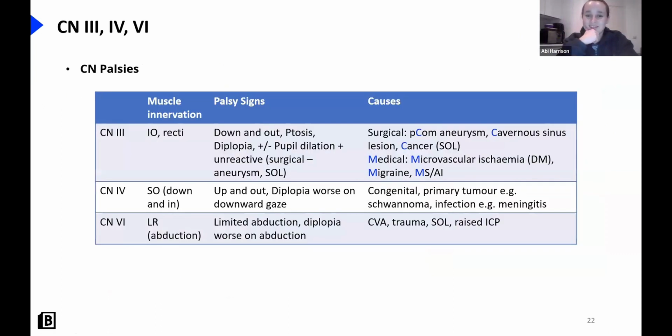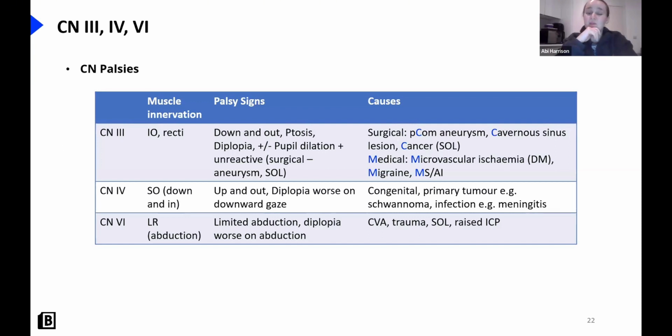So apologies, this is quite a busy slide, but I thought I'd go through the different cranial nerve palsies. And I really think for the first portion of the cranial nerve exam, this is probably one of the most likely things that could come up. So if we start on cranial nerve 3, we spoke before about how cranial nerve 3 supplies all of the muscles apart from your superior oblique and your lateral rectus.